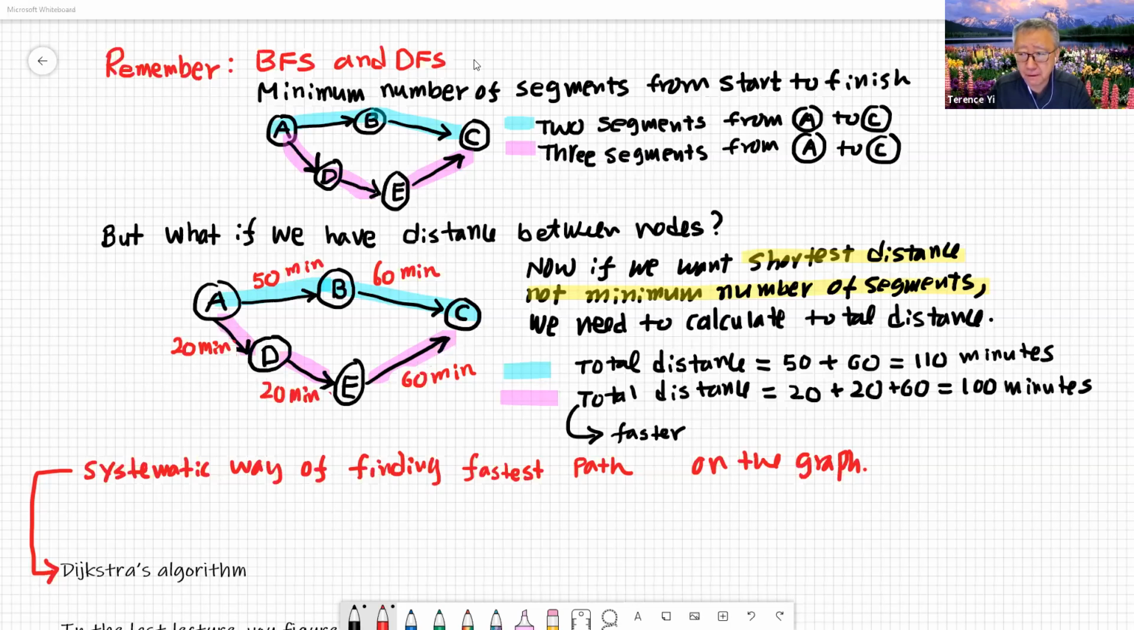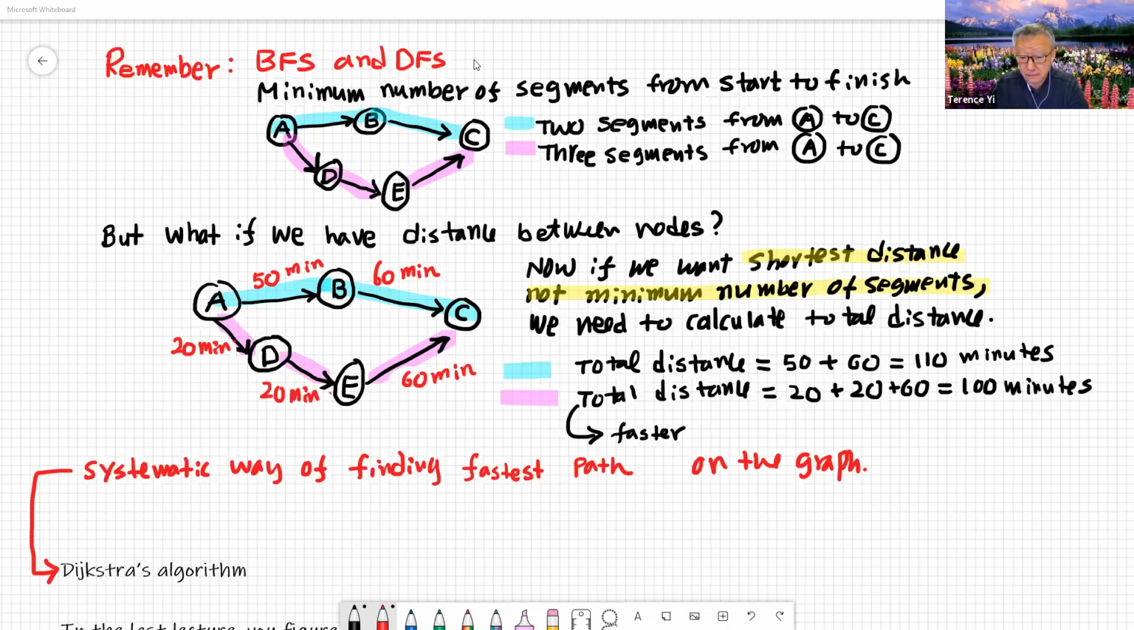In this video, we are going to discuss Dijkstra's algorithm. Thus far, we talked about two different search algorithms. One was the breadth first search algorithm, and the other one was the depth first search algorithm.